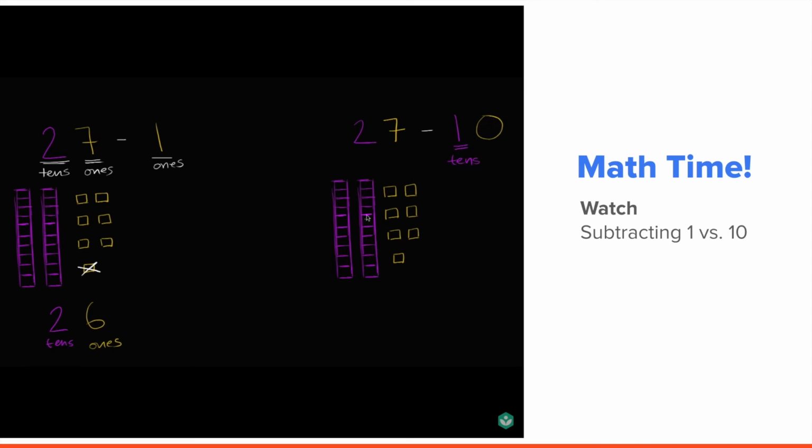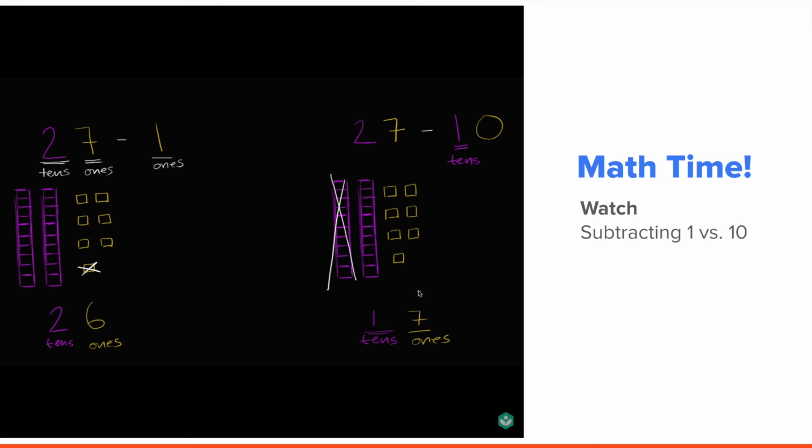So let's take away that 10. Maybe I'll take this one away. I'll do it in a color that's easier to see. See? So I could take that away. And then what am I left with? How many tens am I left with? Well, now I only have 1 full group of 10. So I have 1 ten. So that's the tens place right over there. And how many ones do I have? Well, I still have 7 ones. So I still have 7 in the ones place. So 27 minus 10 is 1 ten and 7 ones, or 17.